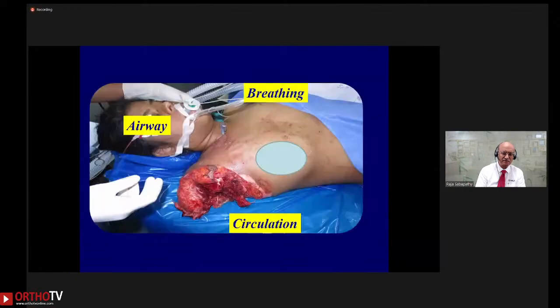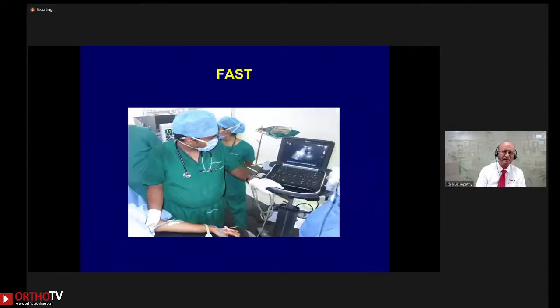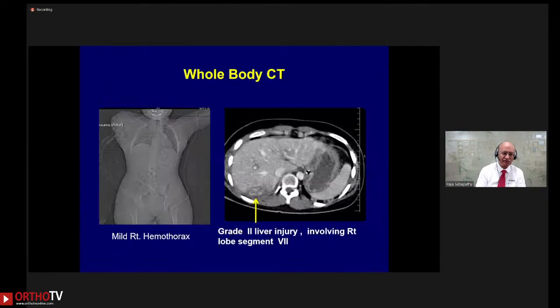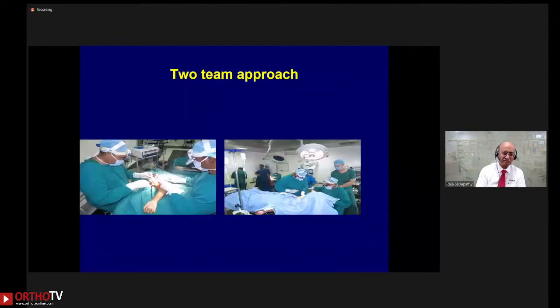Radiology is close to almost the shoulder. We have to really think of airway, breathing, circulation. I think that's very important. And our anesthetists are very good at examining the patient as a whole, fast. Then they find that she has a grade 2 liver injury involving the right lobe. But they say it could be treated conservatively. So give transfused blood.